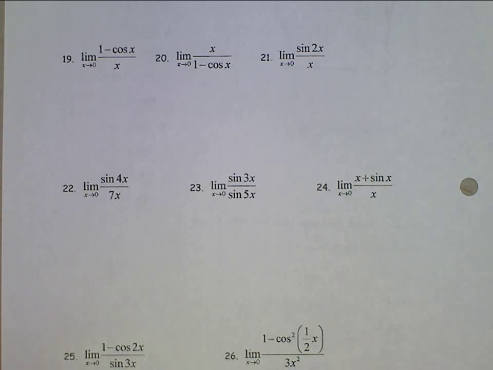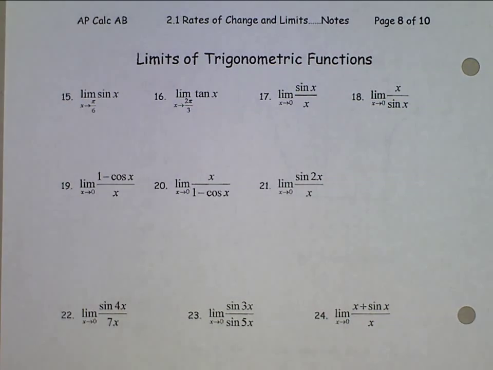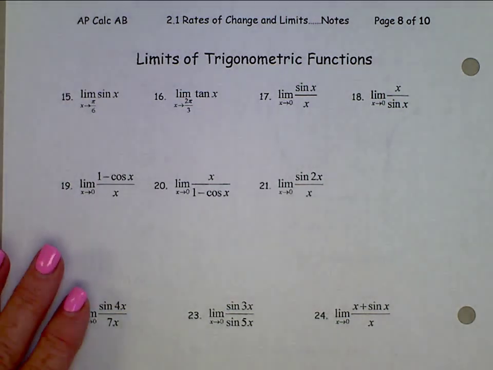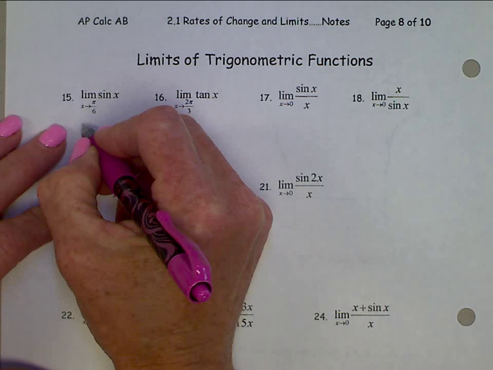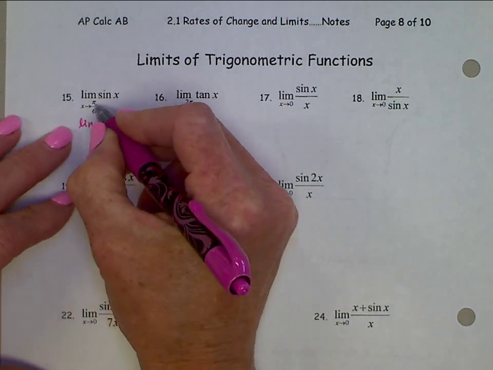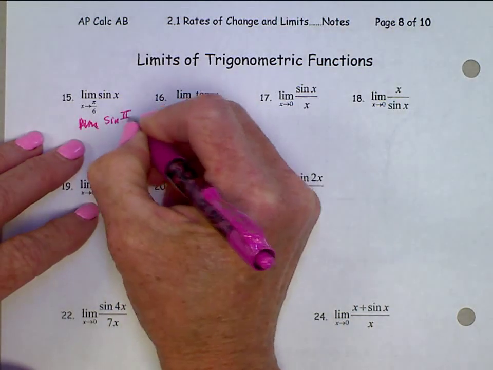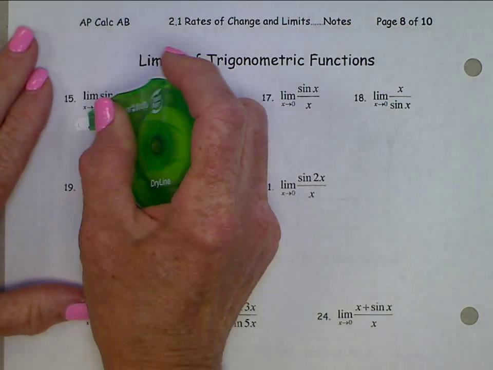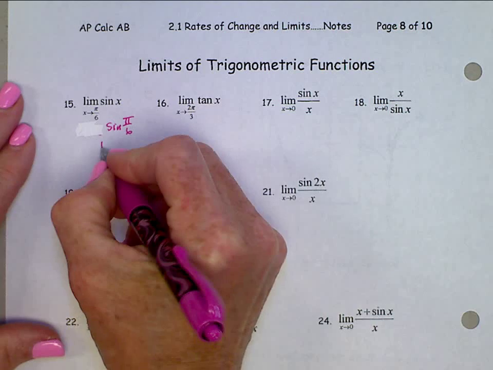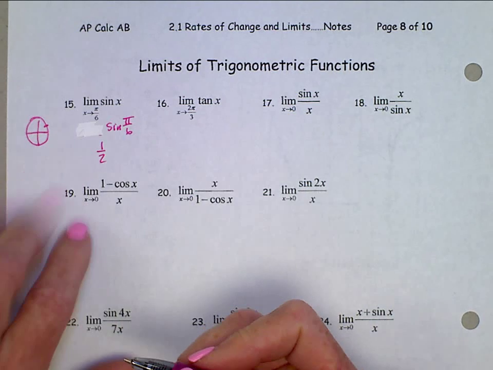This is AP Calculus, section 2.1, page 8, limits of the trigonometric functions. When we do limits of the trig functions, we start just like we do with all of the other limits, by substituting in. So we'll find the limit as x approaches pi over 6 of sine x, which is going to be sine of pi over 6. And the sine of pi over 6 is a half. Pi over 6, first quadrant, bottom one, sine y coordinate there, that is a half.